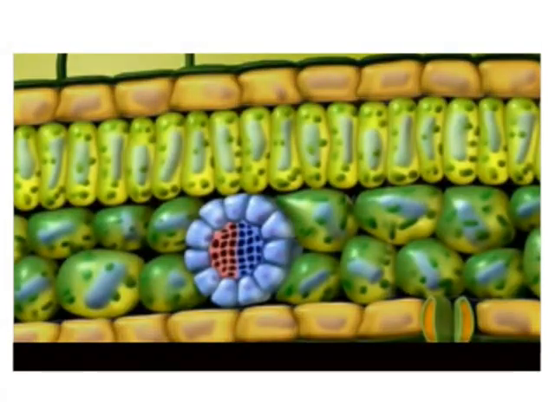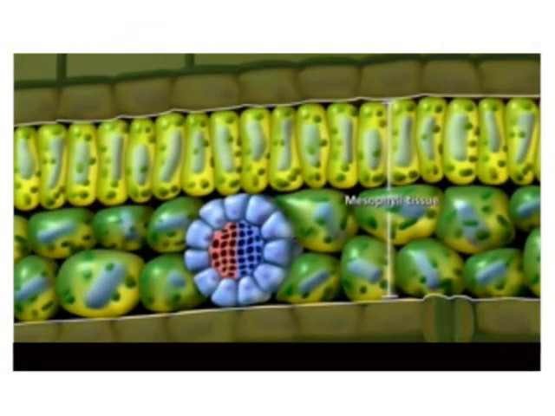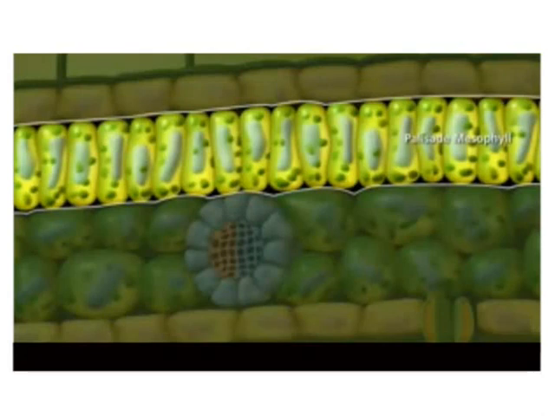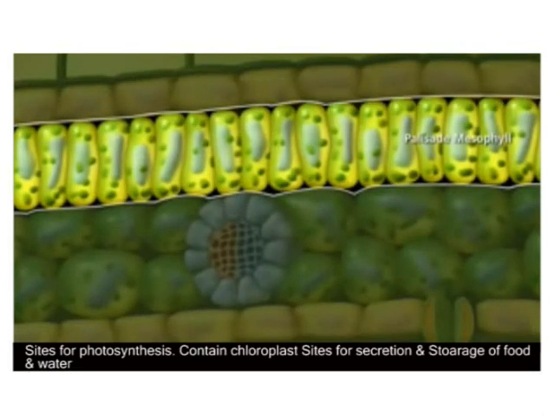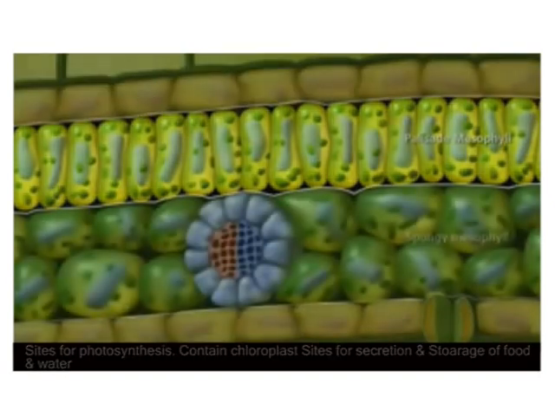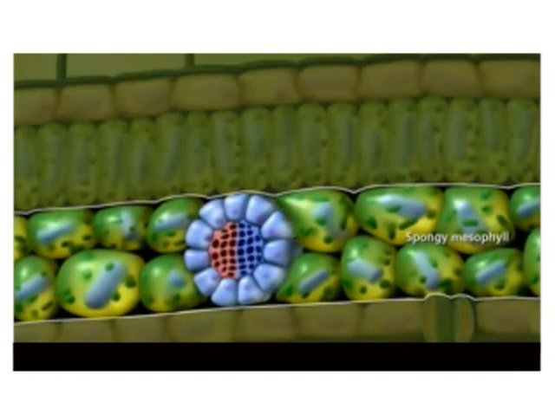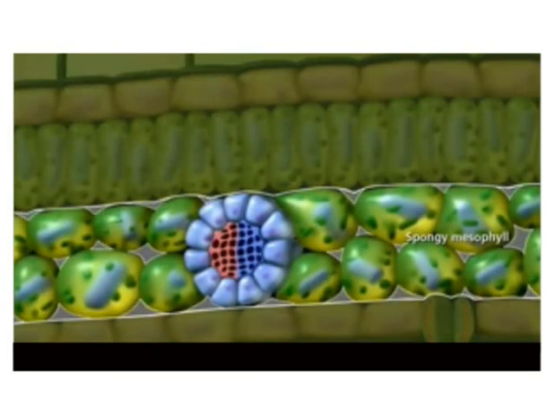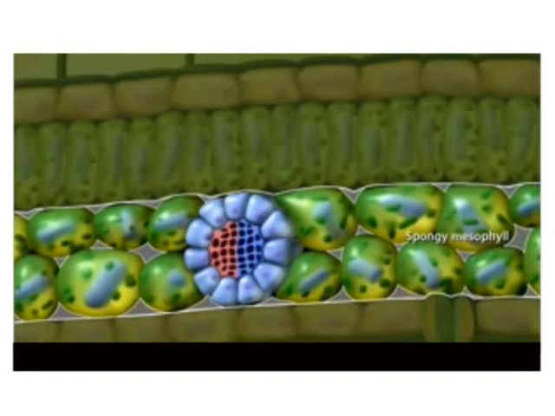Below the upper epidermis is the mesophyll tissue. Cells in the palisade mesophyll layer are sites for photosynthesis. They contain numerous chloroplasts. They are also sites for secretion and storage of food and water. The spongy mesophyll layer contains loosely packed cells, where spaces between cells allow gas exchange and passage of water vapor.